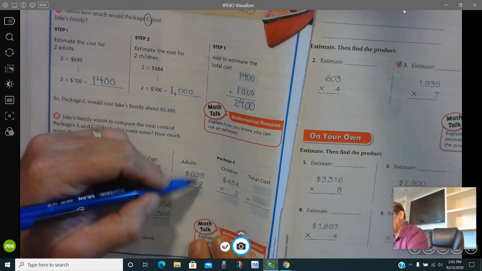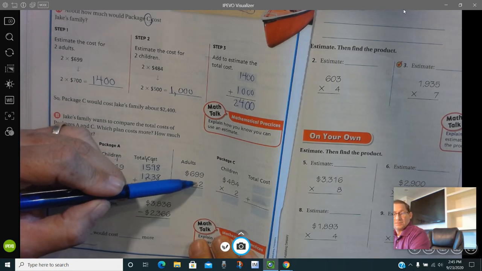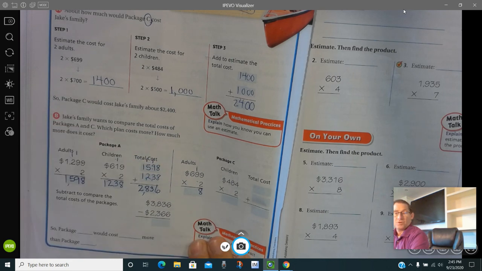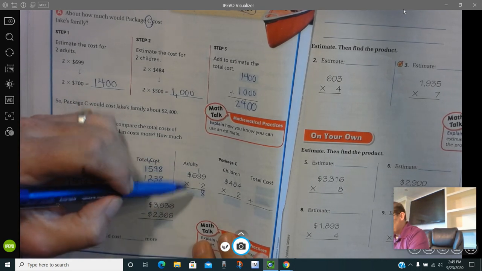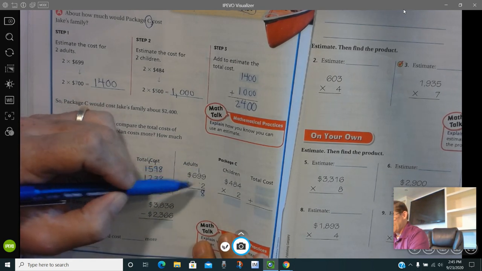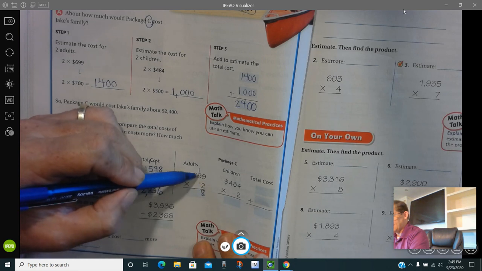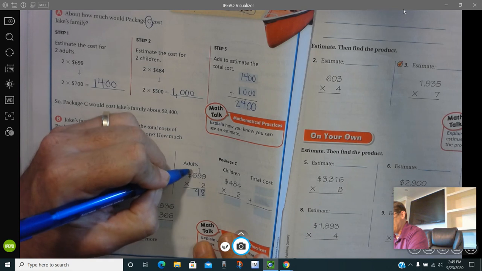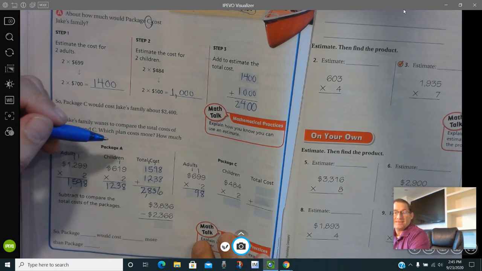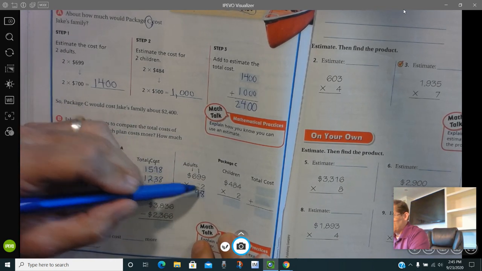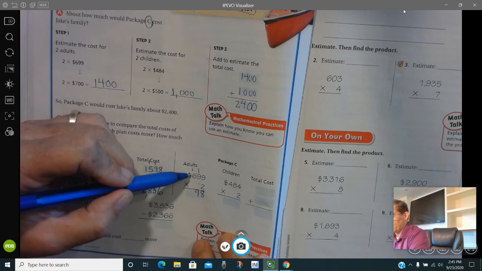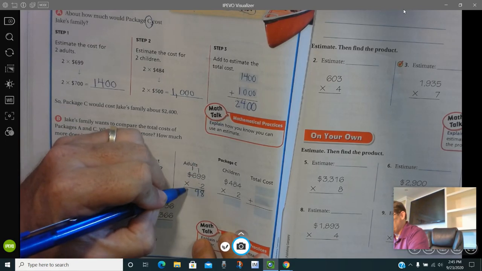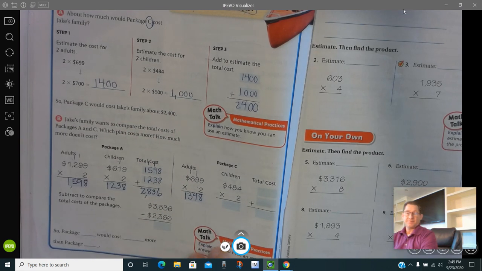Package C. So again, step 1, 2 sets of 9 ones is 18 ones. We're going to regroup the 10 ones as a 10. So 2 sets of 9 tens is 18 tens, plus one more is 19 tens. We're going to regroup 10 of the tens as 100. 2 sets of 600s is 1200s, plus one more 100, the regrouped 100, makes that 1300s.